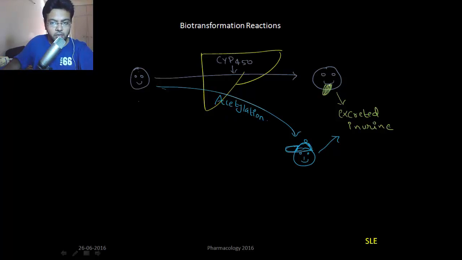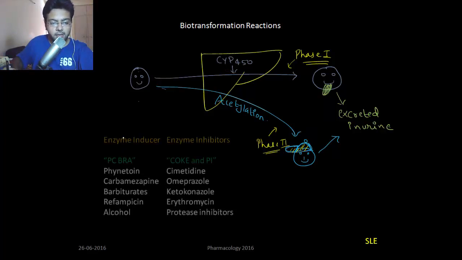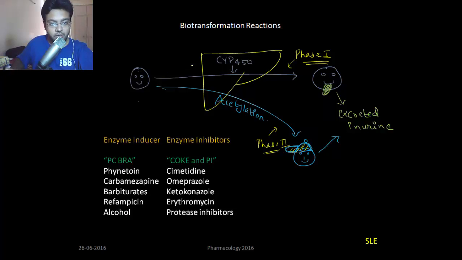Now if you are pulling out something from the drug, these reactions are mediated by cytochrome enzymes, and are called phase 1 biotransformation reactions. And if you add something to a drug which makes it more polar, these are called phase 2 biotransformation reactions. Clear? Now phase 1 biotransformation reactions, which are mediated by cytochrome enzymes, can be inhibited or induced. What do I mean by inhibited or induced? These are the drugs which can induce the cytochrome enzymes, and these are the drugs which can inhibit the cytochrome enzyme.